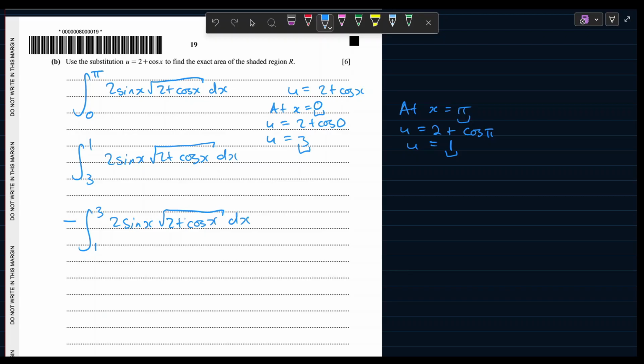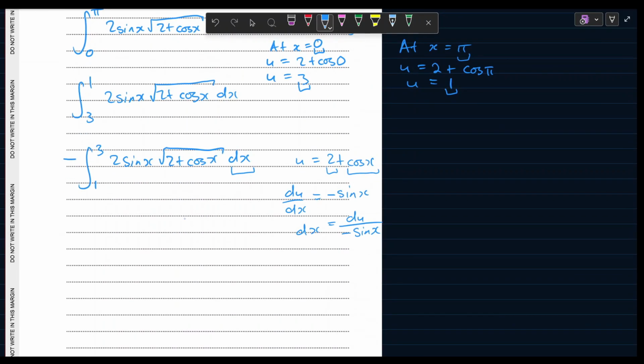Now, the next thing we want to do is substitute our dx. So to do that, we're going to have to differentiate our substitution. So du dx is equal to, if you differentiate a constant, you get 0. Differentiate cos x, you get negative sine x. And so that means dx is going to be equal to du over negative sine x.